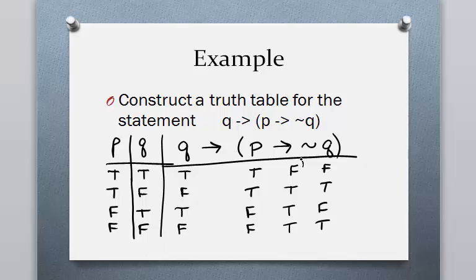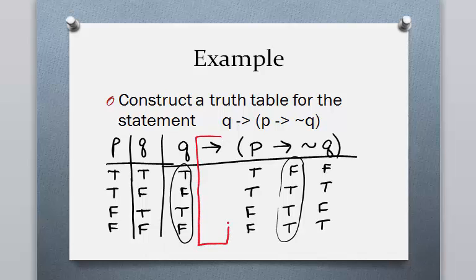And so now I'm going to compare this one with this one. And again, this will be our answer once we finish this column. So if we have a true for the first one and a false for the second one, the answer will be false. If we have a false for the first one and a true for the second one, the answer will be true. If we have both trues, the answer will be true. And if we have false for the Q and true for the parenthesis, the answer will be true.